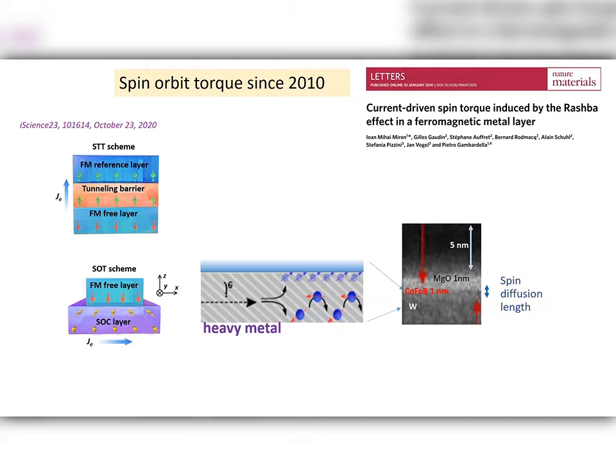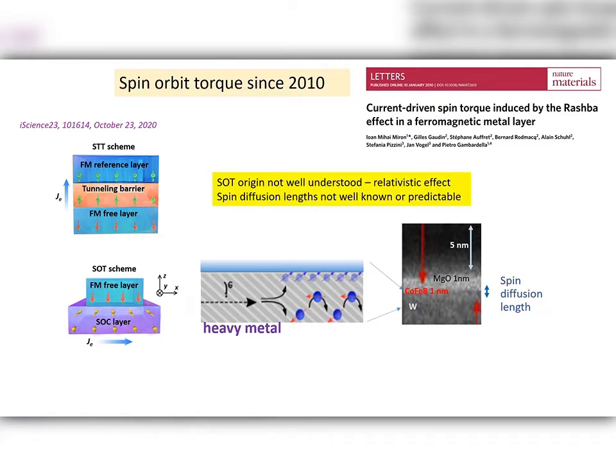And since the interlayer is not well defined, the spin diffusion length is also not well known, strongly spreading through the literature. And furthermore, the spin orbit effect itself, because it's a relativistic effect, is not well understood, and the important parameters are not well predictable.